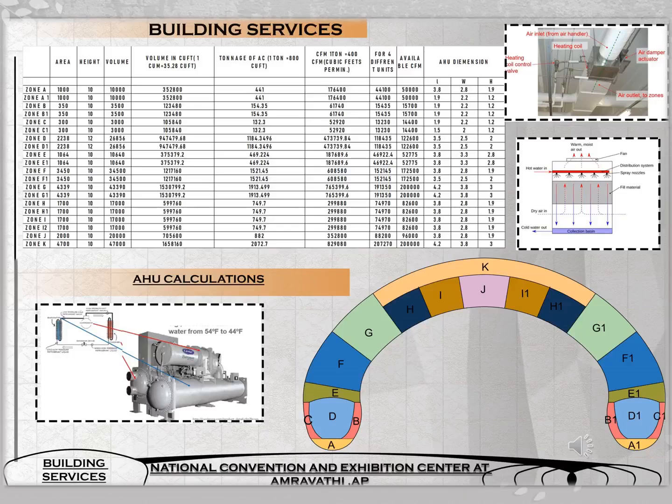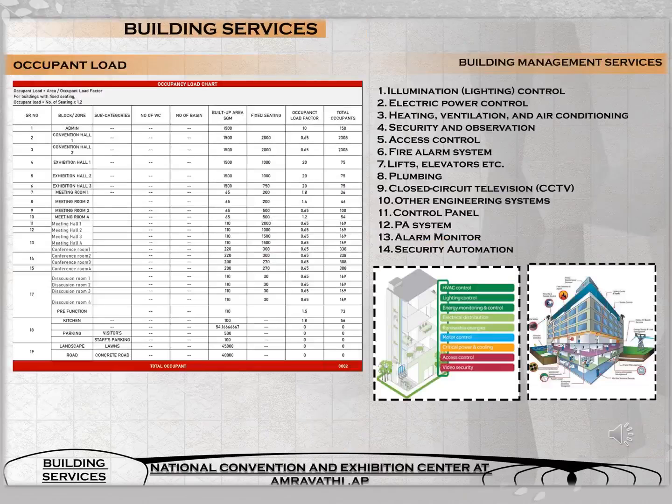The current slide shows occupant load for the building. Since the population would be floating, the factor of safety is taken as 0.5. It also shows the building management system. Building management system adopts alarm system, monitor system, lift and elevator system, fire alarm system, CCTV system, access control, security, and observation. All these systems play a very important role when it's a mass project or a floating population project.